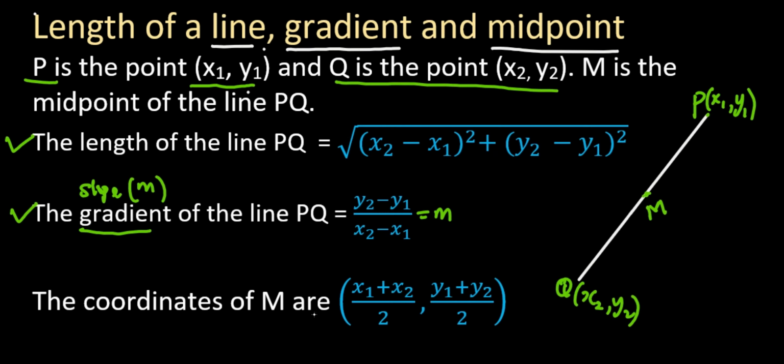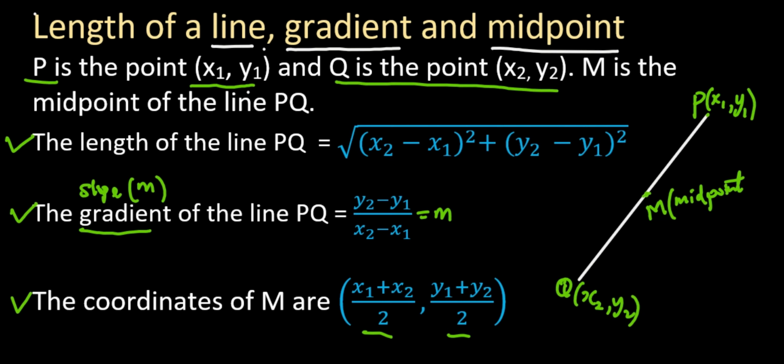The third one is the midpoint of a line segment. The midpoint is the point that divides the line into two equal parts. So we take x1 plus x2, divided by 2, comma, that's the x coordinate. The y coordinate is y1 plus y2, divided by 2. That is the coordinates of the midpoint. We'll make use of all these three formulas later on. Please note this formula down.